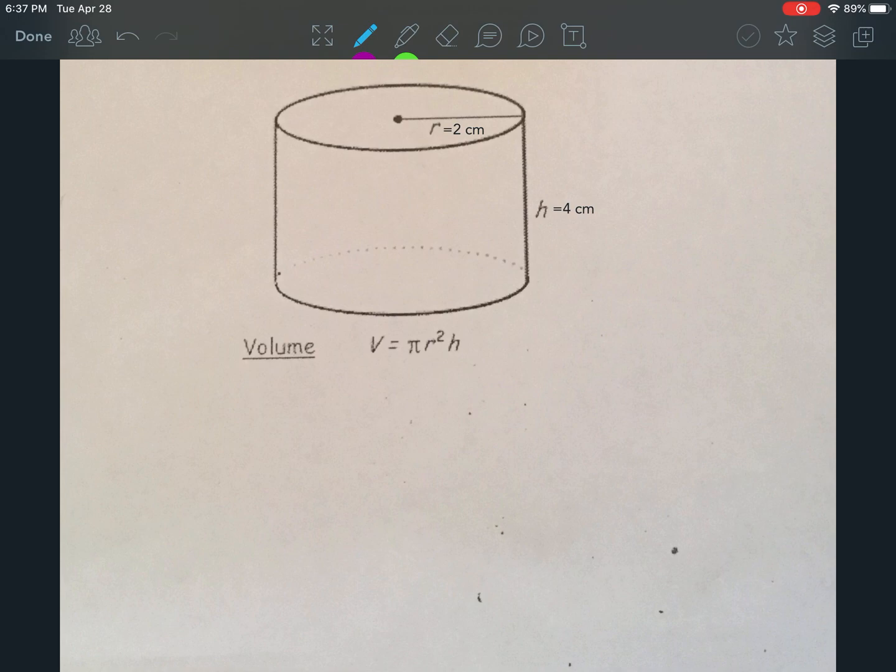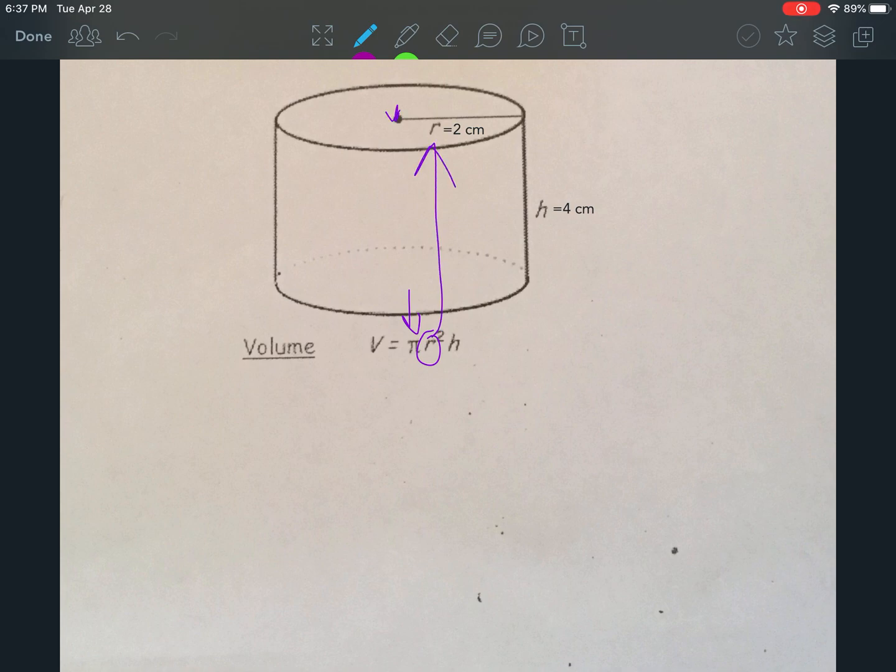Alright, today we're going to learn how to figure out the volume of a cylinder. Okay, so we have our cylinder here, and if we look at our formula, it says volume equals pi r squared h. If I break this down, we have pi, which remember we talked about is equal to 3.14. And then we have r, the radius, and that comes from right there.